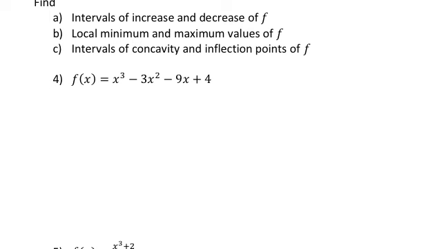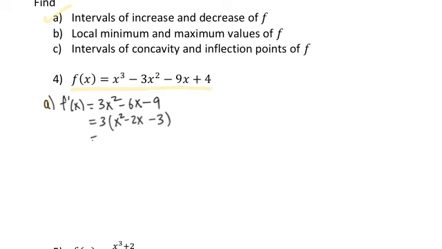Okay, so our first example is, here's a function f of x, and in part A we are trying to find the intervals of increase and decrease. So we take a derivative: f prime is 3x squared minus 6x minus 9. We're going to factor that because we need to do that to figure out the sign. And so we get 3 times (x minus 3) times (x plus 1).